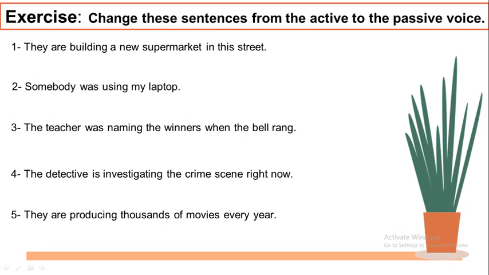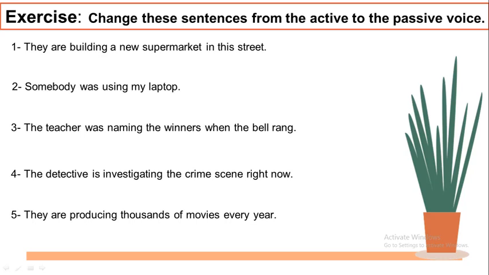I want you to change these sentences from the active voice to the passive one. I'm going to read the sentences for you and then you will have to pause this video and solve them by yourselves. Number 1. They are building a new supermarket in the street. Number 2. Somebody was using my laptop.